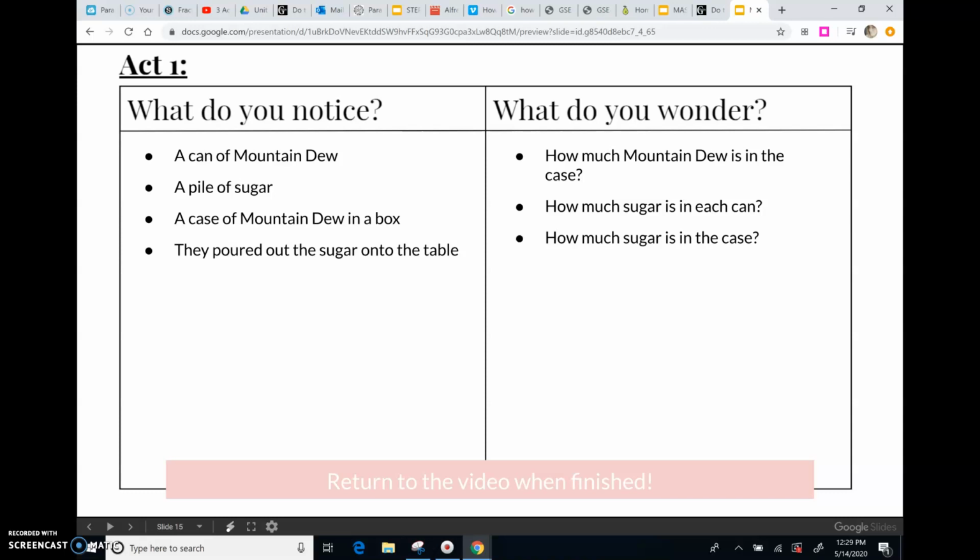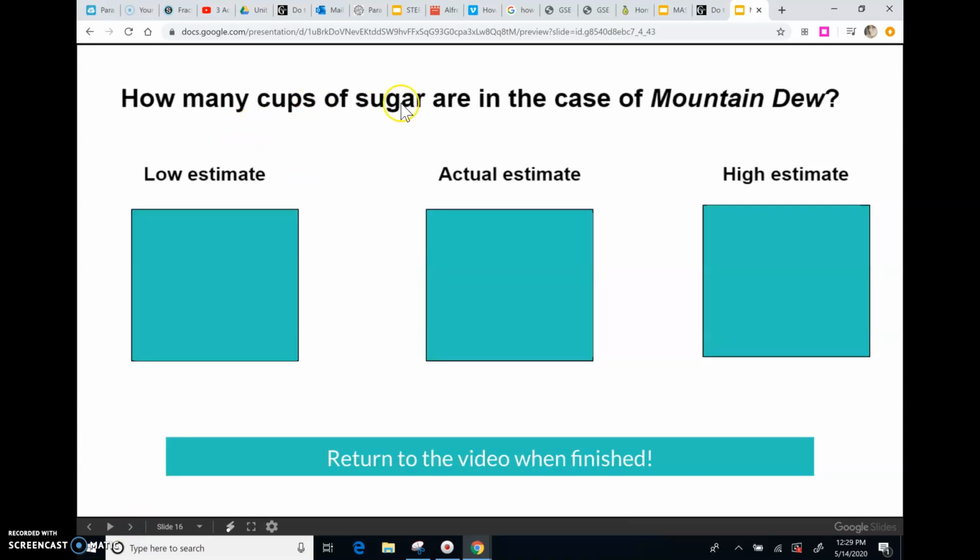So what we're going to be doing today is an estimate on how many cups of sugar are in the case of Mountain Dew. I want you to think of the actual amount of cups. And I want you to think of something that you know is too small of an amount, too low of an estimate. And I also want you to think of a number that's way too high to be an estimate of the amount of sugar in a case of Mountain Dew. I want you to pause this video, fill out this slide, and then return to me when you're finished.